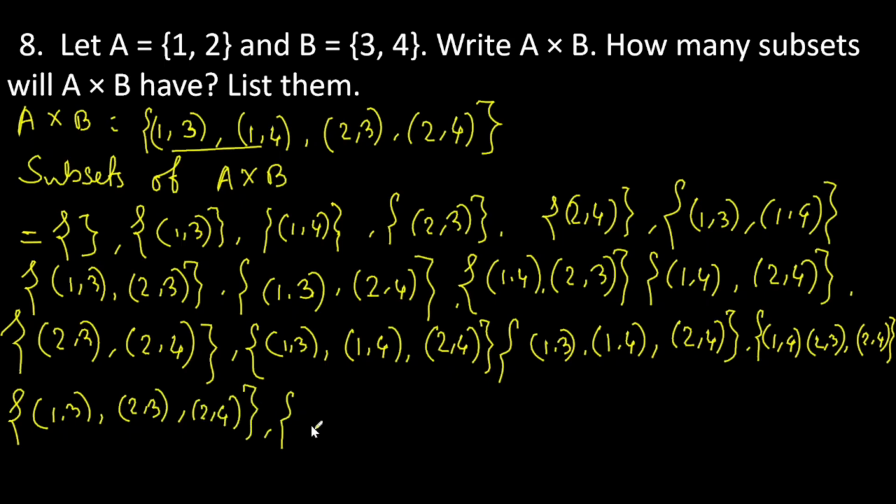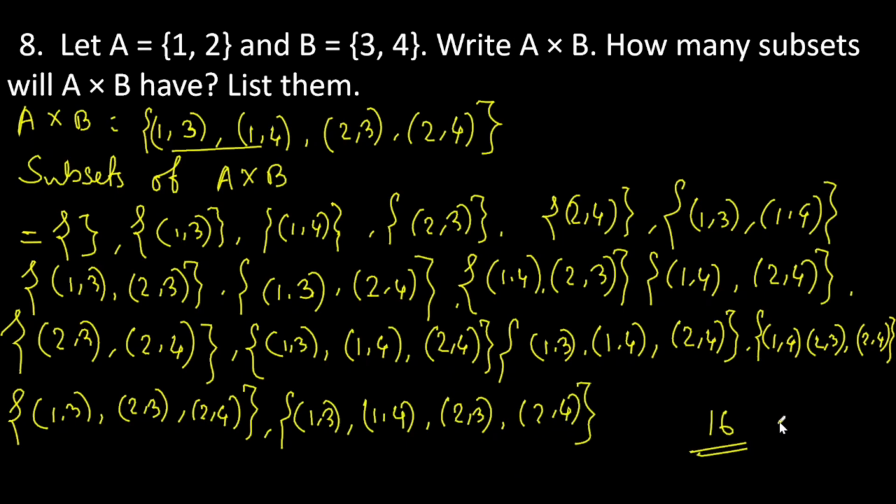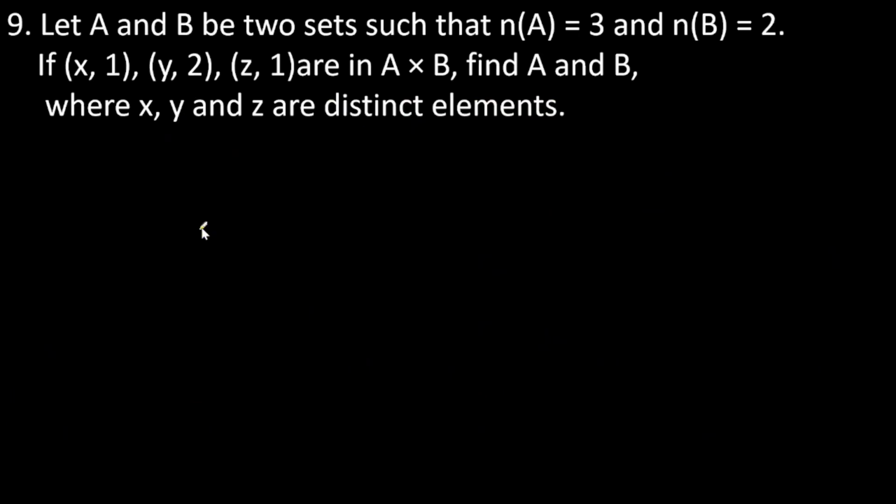And the set itself, meaning the set containing 4 elements, is (1,3), (1,4), (2,3) and (2,4). So these are the 16 sets present here. Okay, and these are the subsets of A cross B. Got it. Next, we will move to question number 9.